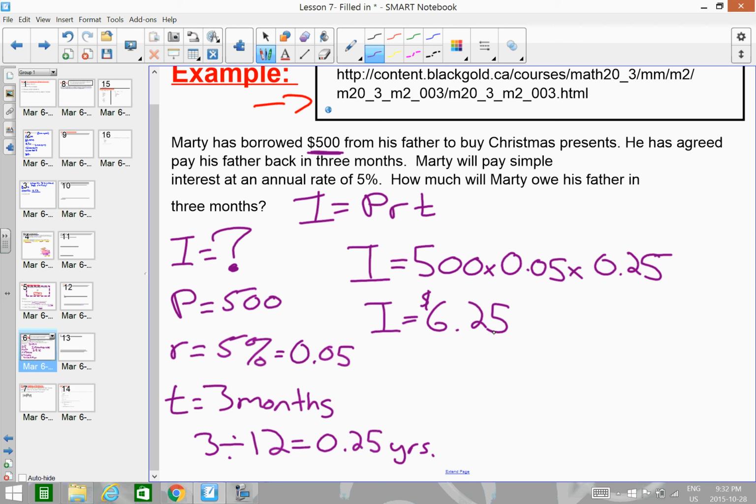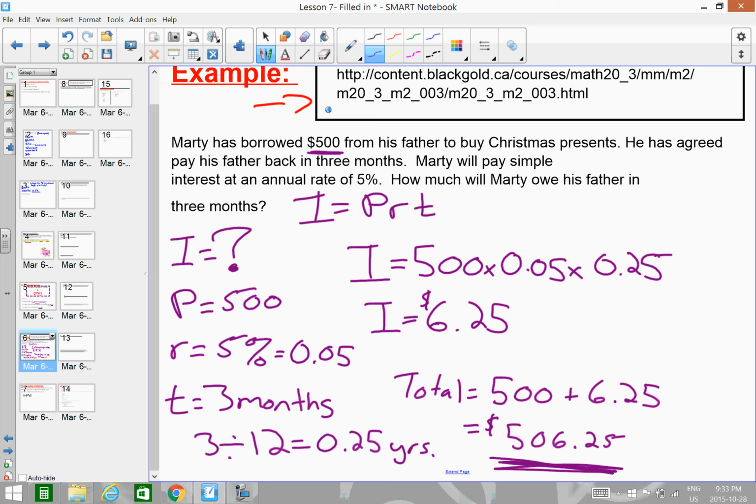But that's how much interest. That's just the extra amount. So the total, because he still has to pay back that $500 he borrowed. So our total is going to be that $500 plus the interest. So our total is $506.25. Right. And that's how much he's going to need to pay back. So you can do a couple examples determining simple interest on your own now.